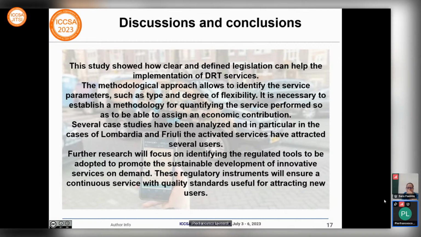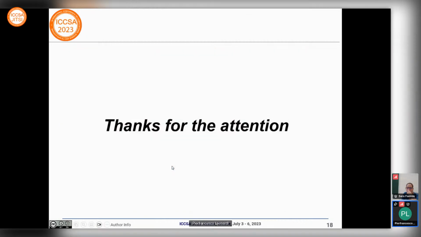Future research will focus on identifying the regulatory tools to be adopted to promote the sustainable development of innovative service on demand. These regulatory instruments will ensure continuous service with quality standards helpful for attracting new users. Thanks for the attention.